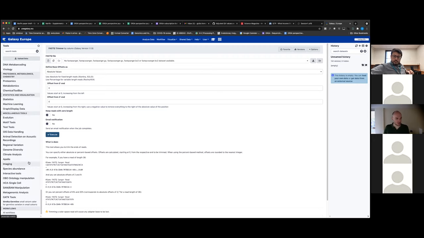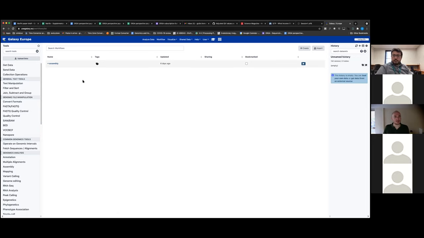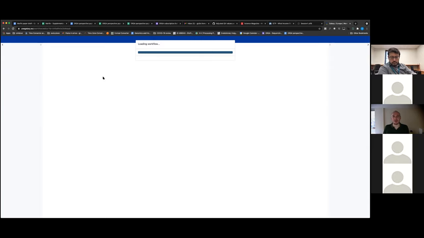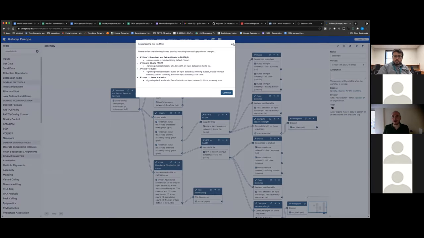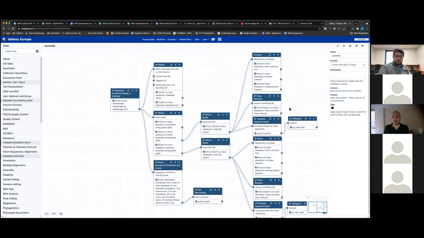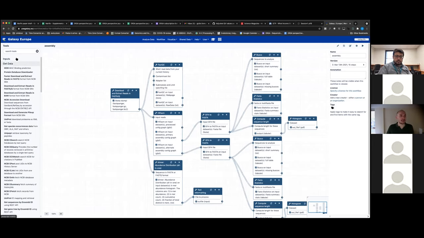You also have the possibility to create workflows. I'm going to show you how to do that next time. Here you can design workflows. This is a workflow design that I have, where you see all the steps and what to do with everything. But we're going to talk about this next time.